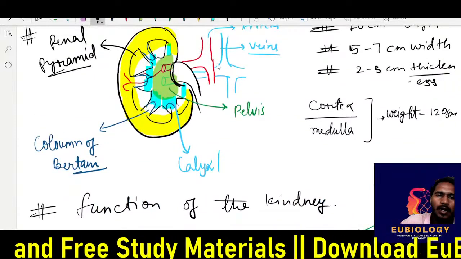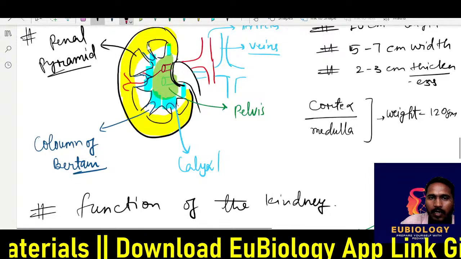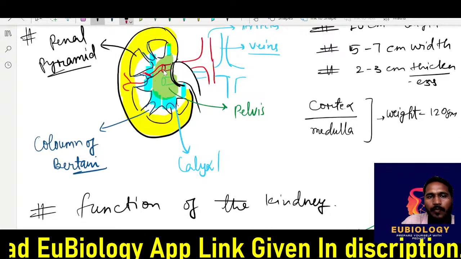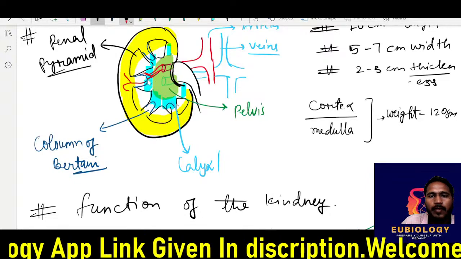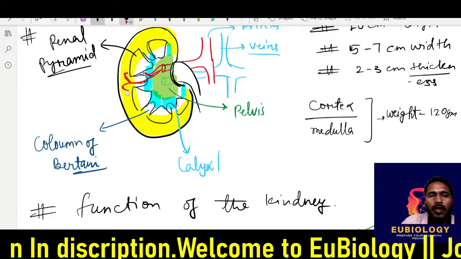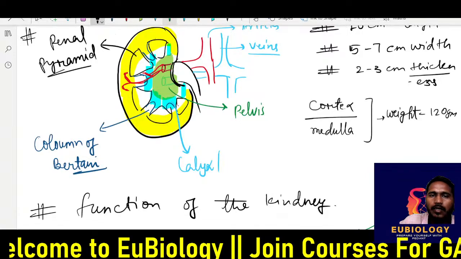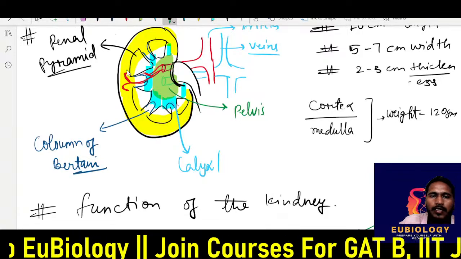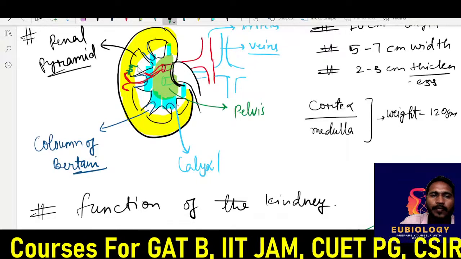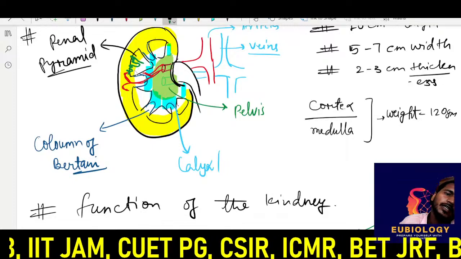So here the artery is coming, and the artery will break down into small arterioles. Okay. So these arterioles will go into the column of Bertin, and then it will supply the nephron. And where will the nephron be present? The nephron will be present here. I will draw with a green color, and this is the nephron. Okay. So nephron is present here.